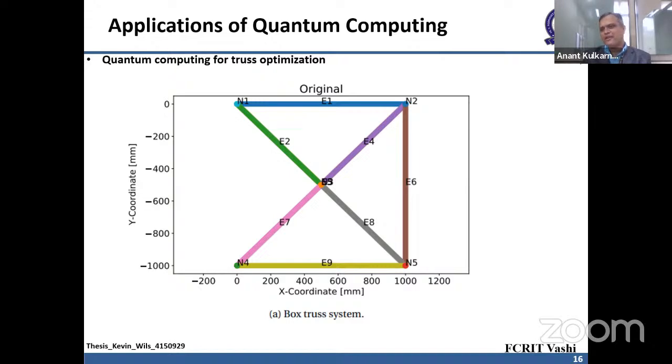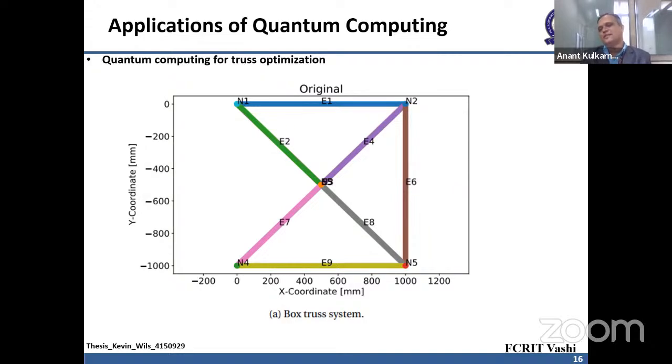So these trusses are very complex and need some kind of calculations to carry out the optimization. What should be the cross-sectional area for each beam, right? For that purpose, we can utilize quantum computing through different quantum algorithms.